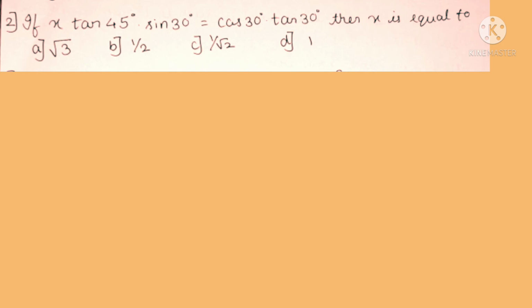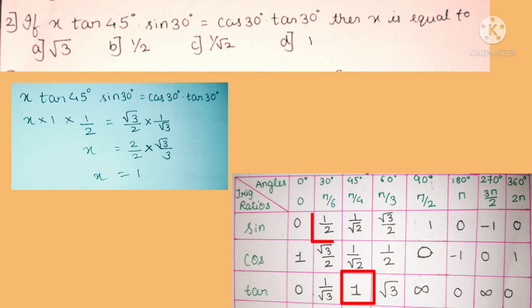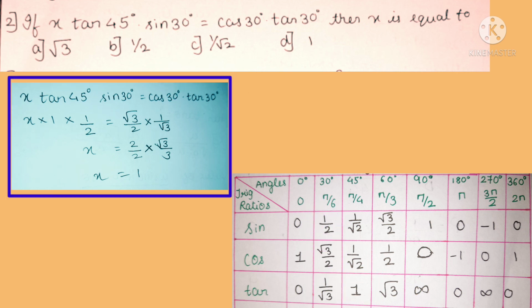Move to the second main question. If x tan 45 degree sin 30 degree is equal to cos 30 degree tan 30 degree, then x is equal to, and here also four options are given. Over here we need to just use the trigonometry table values like tan 45, sin 30, cos 30, tan 30, and we can find it. Over here I have just shown the values. The trigonometry table is shown at the I button, so just go through the video.